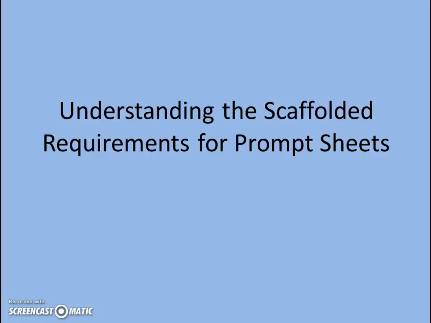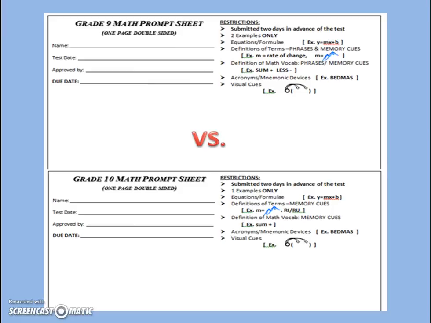So the following video is about understanding how the scaffolded program for prom sheets works. So what I want to do is outline each of the grades and how they're scaffolded. On your screen, you'll see the grade 9 prom sheet as well as the grade 10 prom sheet. On the right hand side are the restrictions. This is what a student is allowed or is not allowed to put on the sheet.